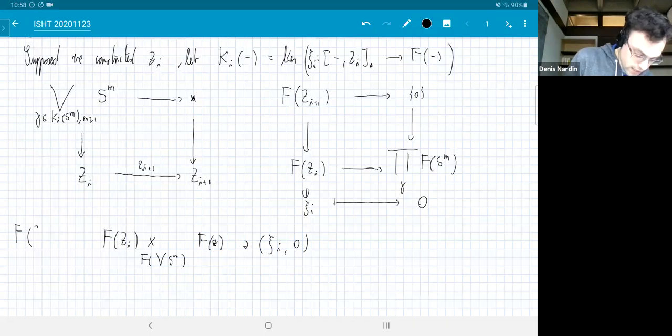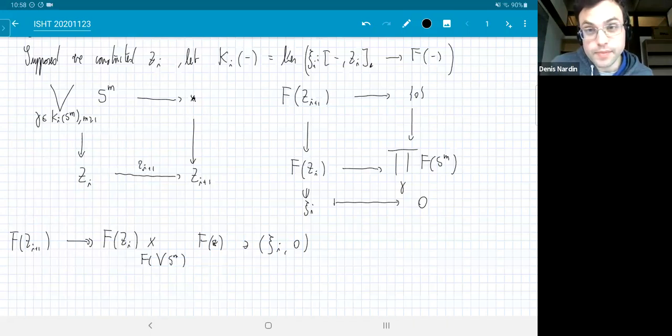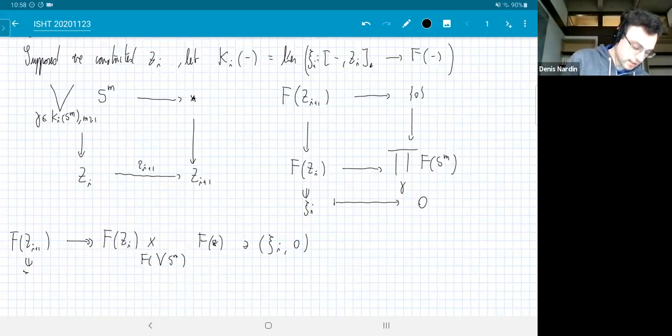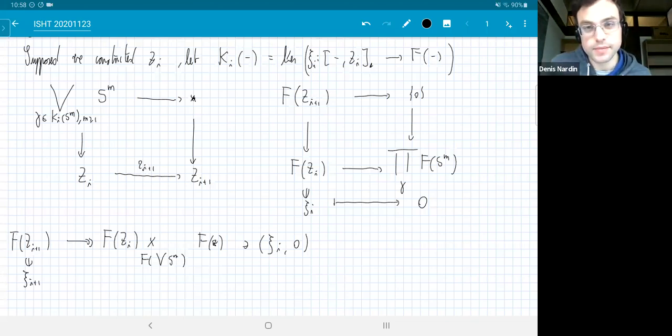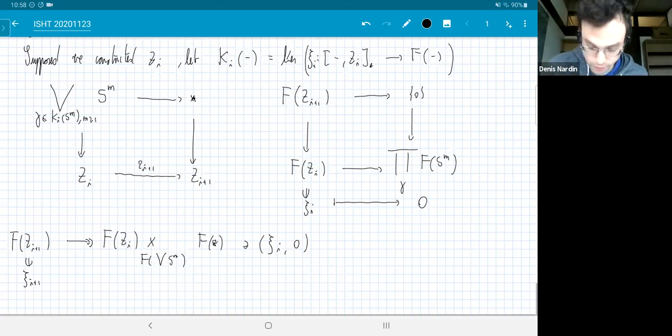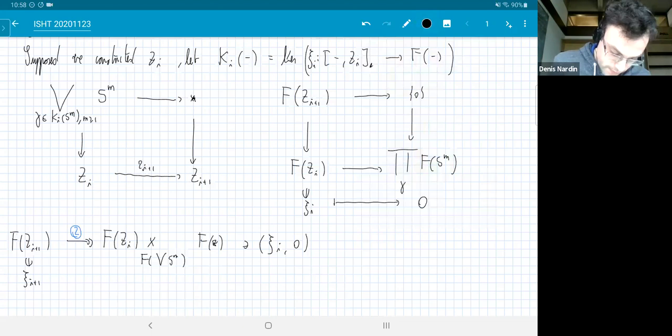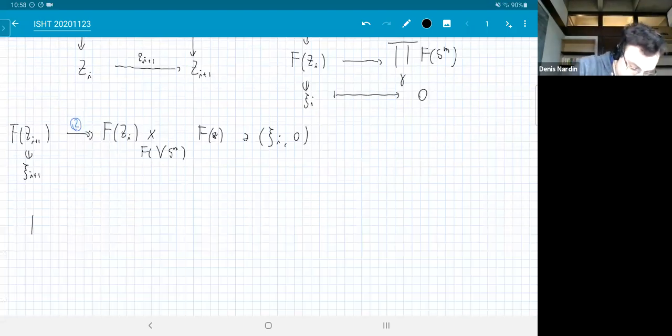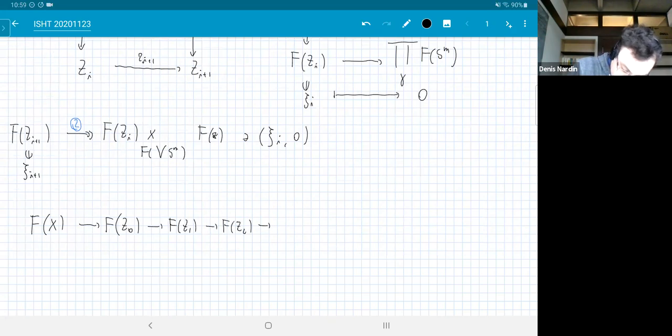And f of z_{i+1} is not equal to this pullback, but it's surjective. So I can pick psi_{i+1} that lives over this thing by property 2, that we're using. Okay, so I have my sequence. Let me remind you, I have f of x going to f of z_0 goes to f of z_1 goes to f of z_2, etc. And here I have psi_0, psi_1, psi_2, etc.